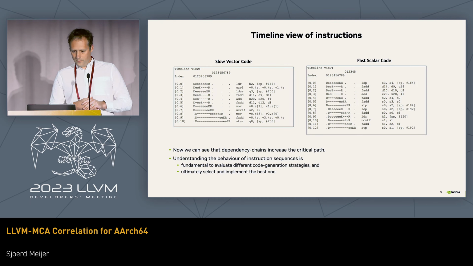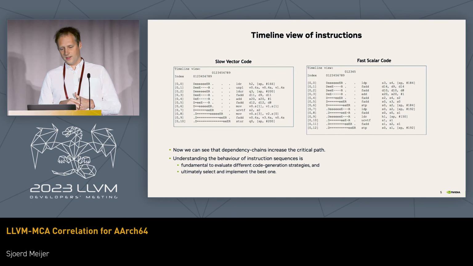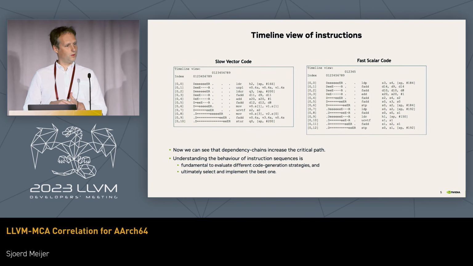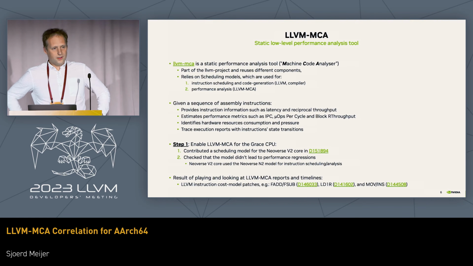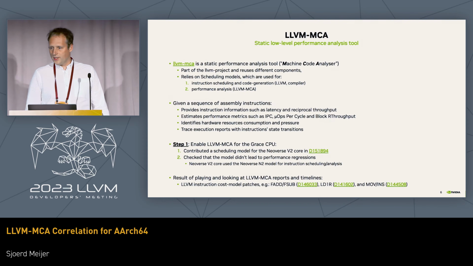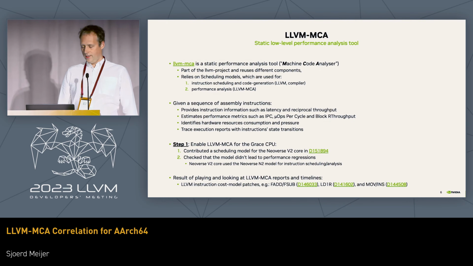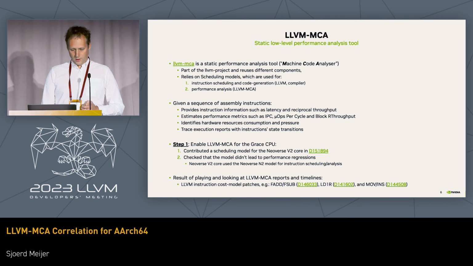So this kind of information gives us the insights that we need so that we can now understand why this vector code is not what we want and how to do things differently. And as I mentioned, the tool that we're going to use for this is LLVM-MCA. MCA stands for the Machine Code Analyzer. It's part of the LLVM project. It's in the mono repo, and it uses all sorts of components there.